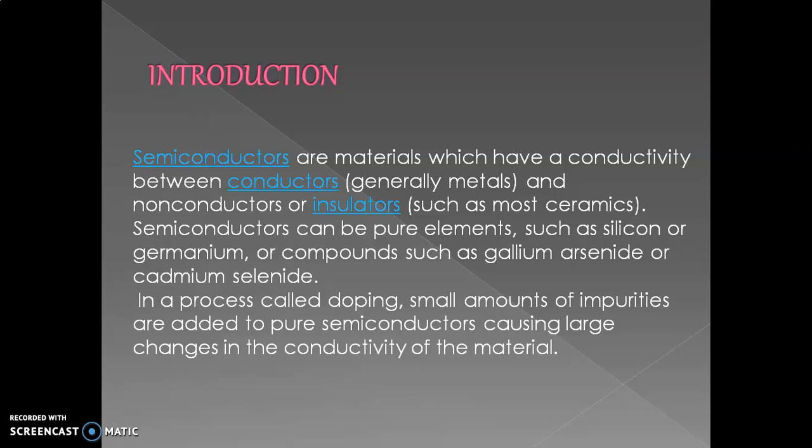Certain substances like germanium, silicon, carbon, etc. are neither a good conductor like copper nor an insulator like glass. In other words, the resistivity of these materials lies in between conductors and insulators. Such a substance is called a semiconductor.